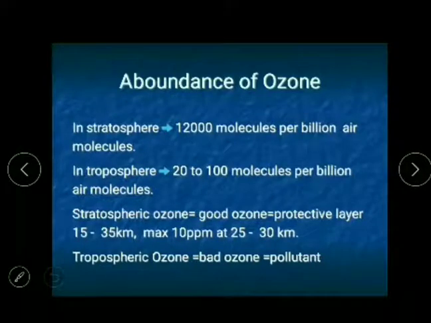So it is working like an umbrella or roof of a home. Its thickness is 15 to 35 kilometers. The maximum amount of ozone found is 10 parts per million at 25 to 30 kilometers. The tropospheric ozone is called as bad ozone because it is a pollutant.